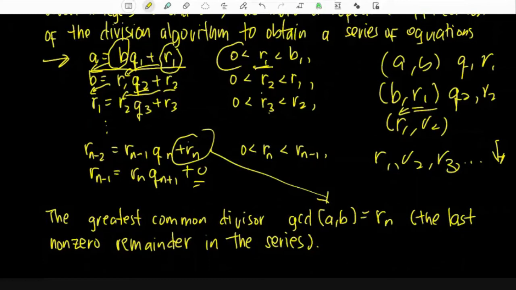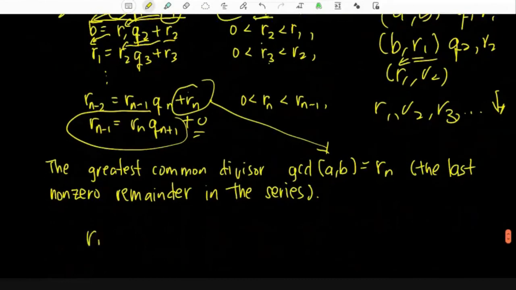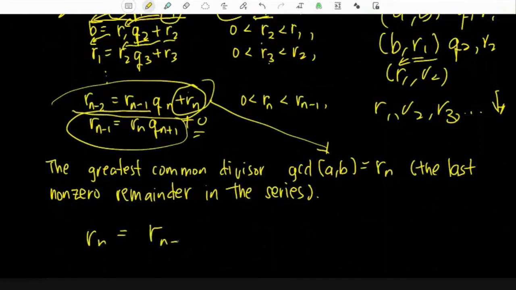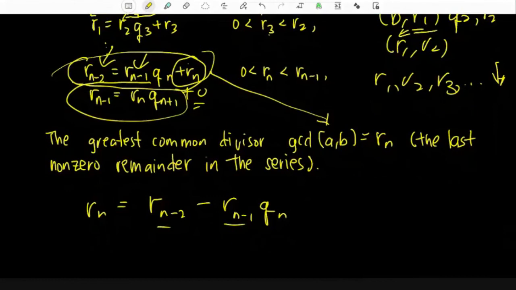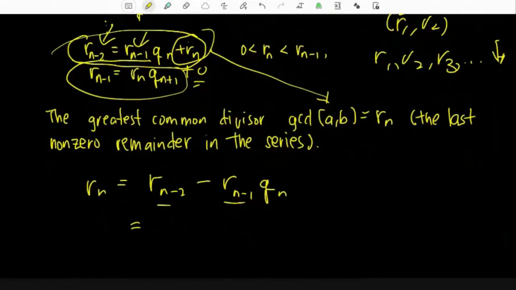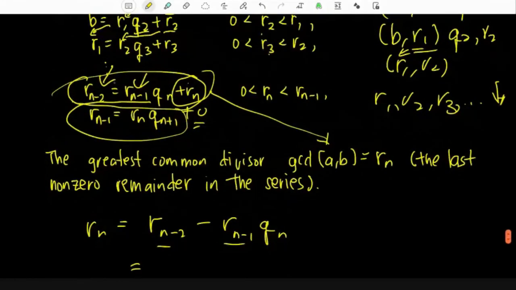So, pwede nating isulat si Rn as linear combination. Pwede mong isulat si Rn as linear combination ng Rn minus 2 and Qn. Tama? Pero yung mga value na nandito, galing siya dun sa naunang expression sa kanya. So, pwede mong palitan ng naunang expression. So, pwede mo siyang isulat as linear combination nung nauna sa kanya. Tapos, yung nauna sa kanya ay linear combination nung nauna pa sa kanya.